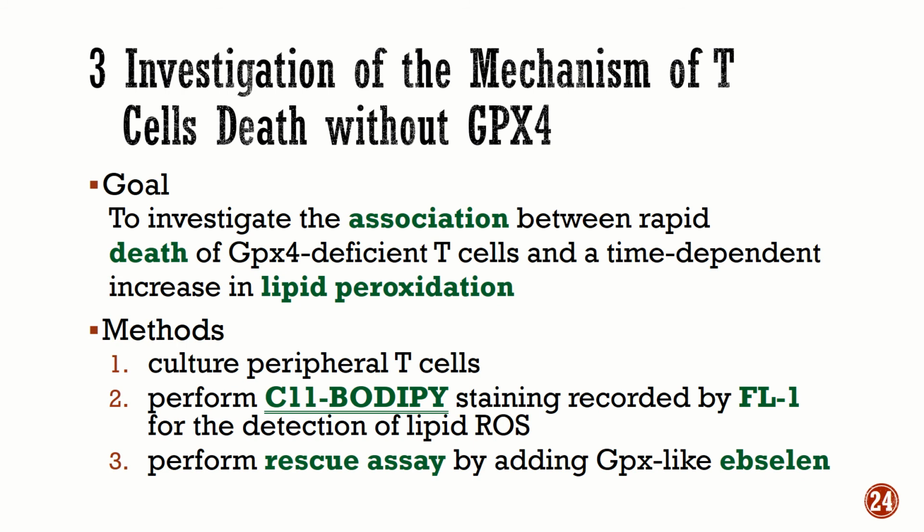After the staining, we can see the levels of lipid ROS, but also to confirm the association, a rescue assay is performed using ebselen, because ebselen is a GPX-like agent. It is an antioxidant, so it can scavenge ROS, making cell death less likely to happen.